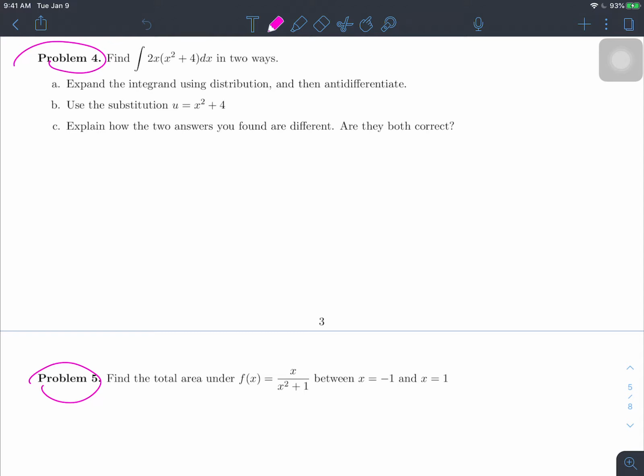Okay, good morning everybody. Oh, you guys can't see the thing, can you? Now you can see the thing. Okay.